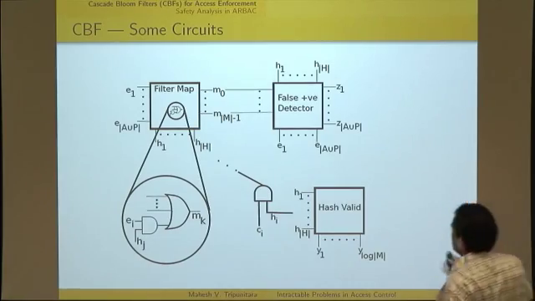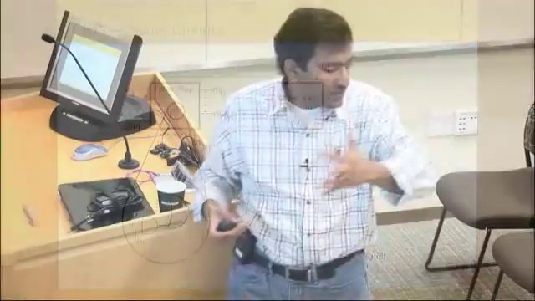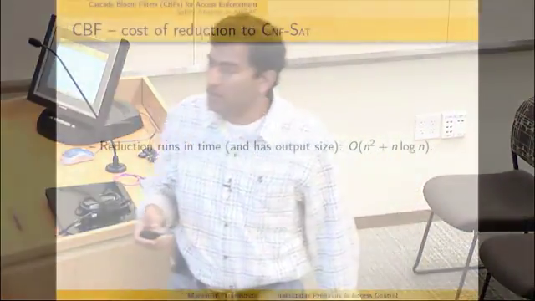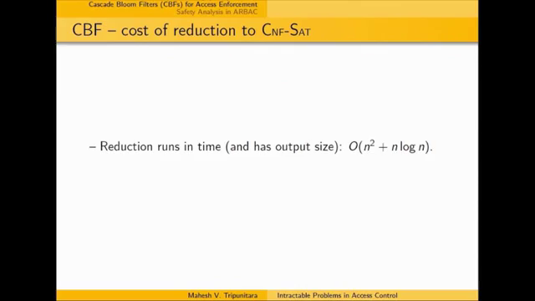So things like that. And then of course we have false positives. So this is a fairly complex bunch of circuits, but it's fairly efficient. So the cost of the reduction is quadratic.